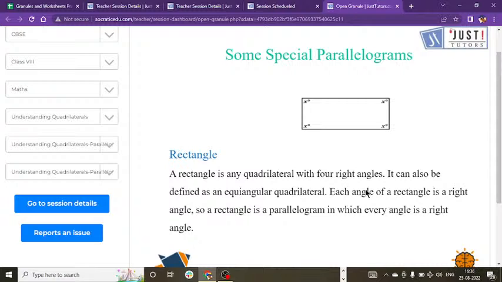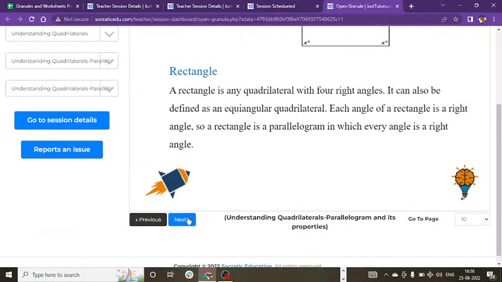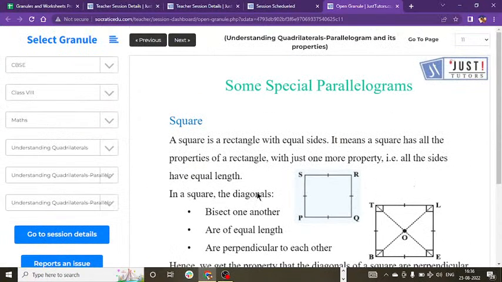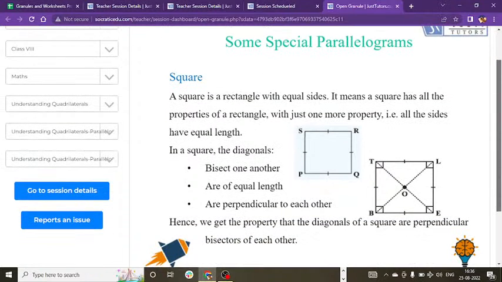So a rectangle is a parallelogram in which every angle is a right angle. So हमने एक और नई चीज़ पढ़ी यहाँ पे कि rectangle में every angle is of 90 degrees. That means it is a right angle. Okay. So let's move on to the next now. So हमने rhombus के बारे में पढ़ा, rectangle के बारे में पढ़ा, parallelogram के बारे में पढ़ा. अब चलते हैं हम स्क्वायर की तरफ. So स्क्वायर के बारे में भी आपको काफ़ी कुछ पता होगा पहले से ही.